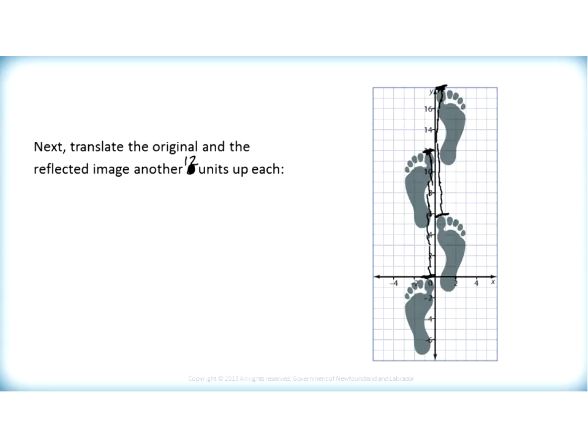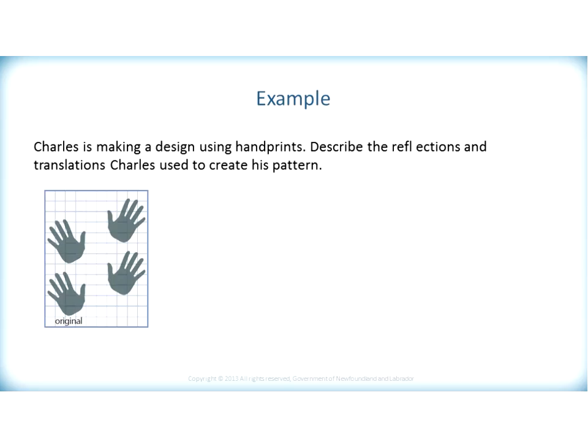So we translated both our original image and our reflected image 12 units up to create the repeating pattern that we see. So we can repeat this pattern over and over again. We can make this pattern go on forever to show multiple footprints. We see 4 here, but we can see 20 or 60 or 2,000 just by constantly translating each of our footprints 12 units up.